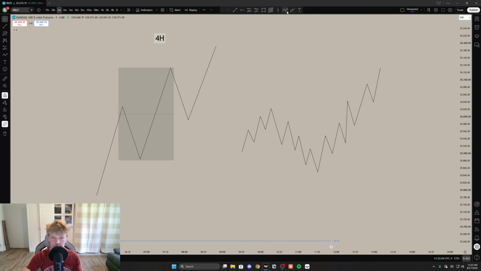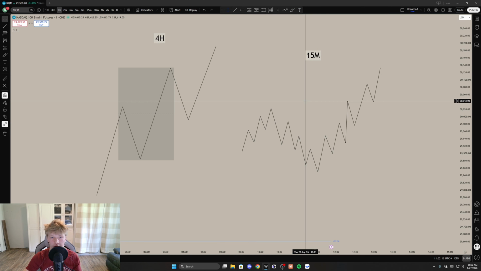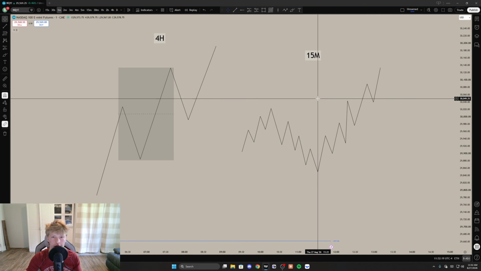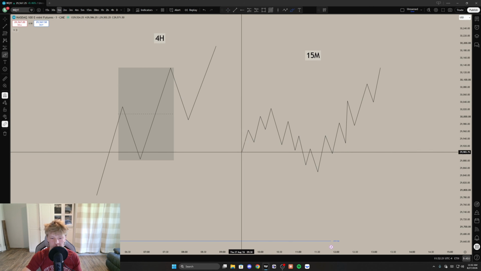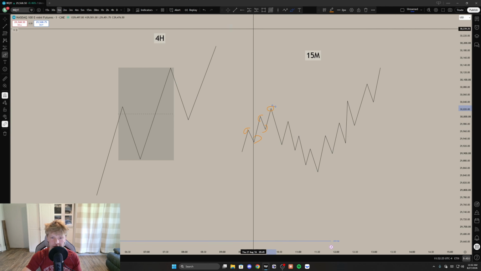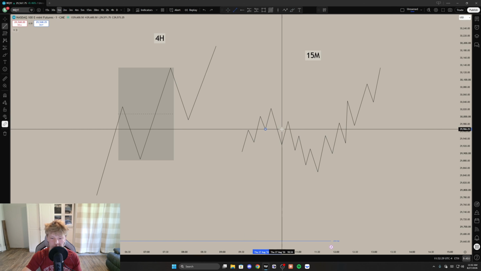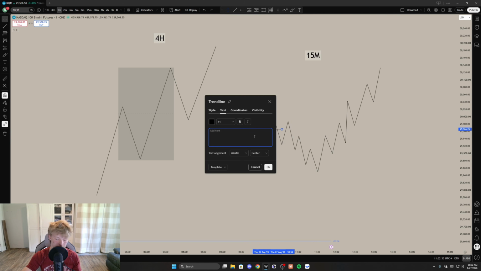Okay, so let's break this down real quick. If this is the overall 4-hour structure, which is obviously bullish here, how can we identify when this 15-minute is going to be changing? Okay, well, let's look at higher highs, higher lows, breaks of structure, and change in characters. So we are moving in higher highs and higher lows here. And then what we see is the most recent higher low that gets closed past. That is our change in character.